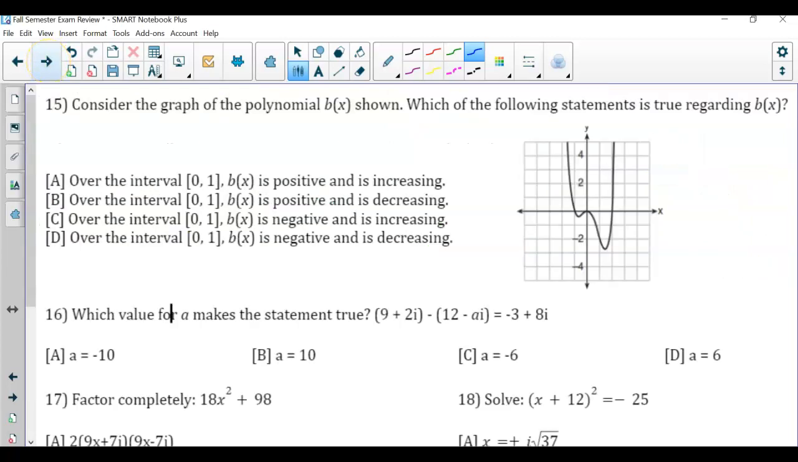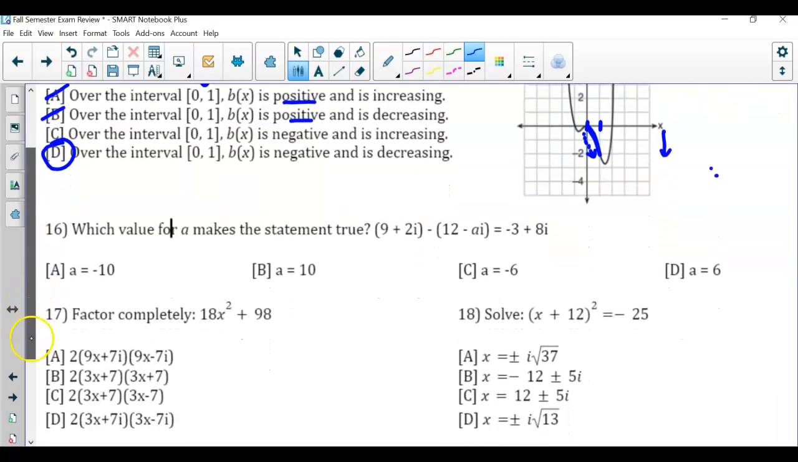Question 15, you're considering which statement is true about the graph. Notice we're focusing on one specific interval from 0 to 1, so I'm focusing on this section of our graph, the values of b of x. Notice this portion of the graph is below the x-axis, in the negative values. So I'm going to mark off A and B because these say positive. Then read it left to right. Notice how the graph is decreasing. That's why the answer is D.